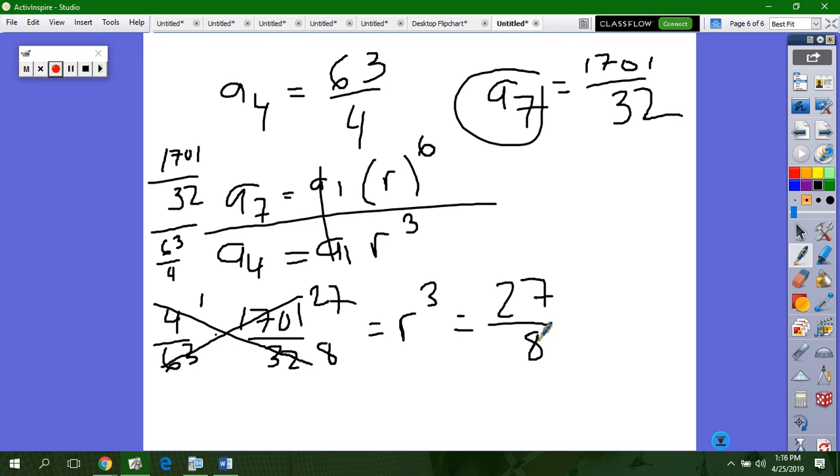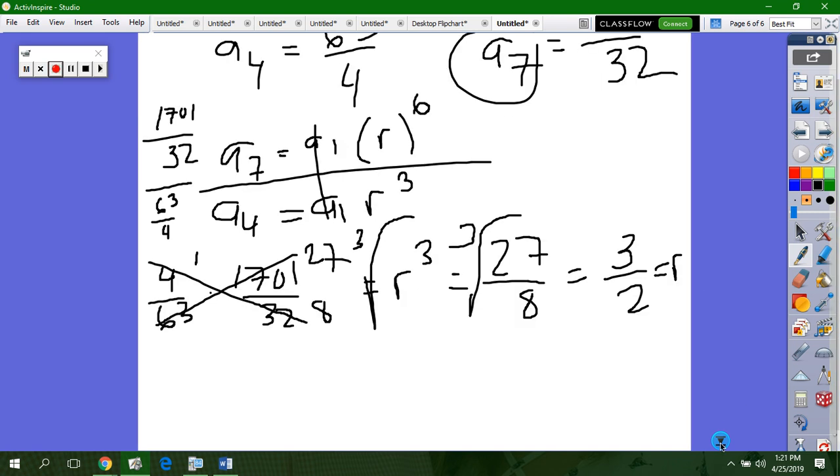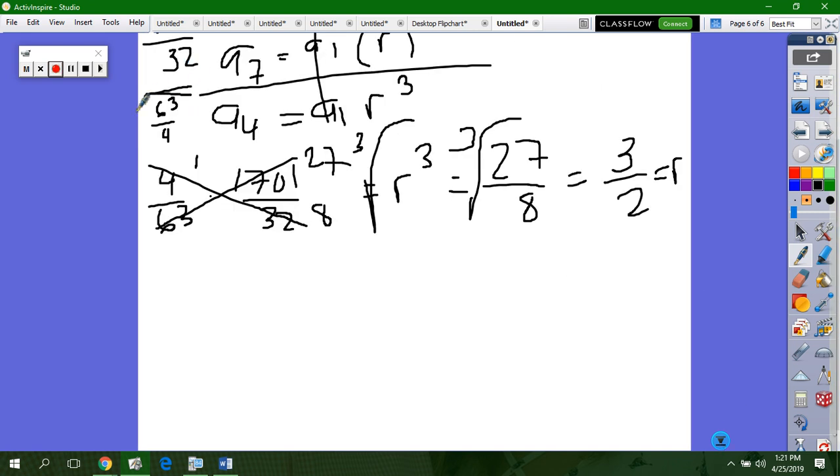Now I'm going to take the cube root. I could do this in my head because I know perfect cube roots. I don't know if you do. So this is 3/2. Okay, now we're not done. That's just one part of our equation, isn't it? Who else are we missing? a sub 1. So therefore I go into either of the two equations. I'm going to use this one just because I like 63/4 more than 1701/32. Does that make sense to everybody?